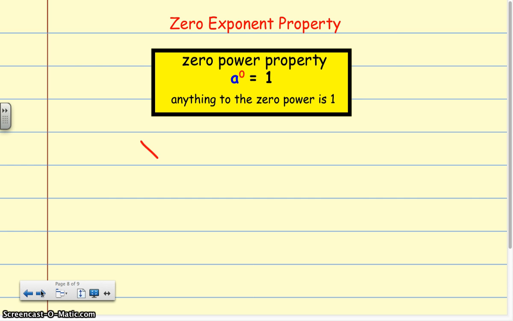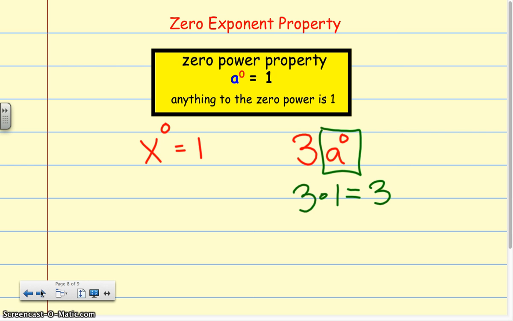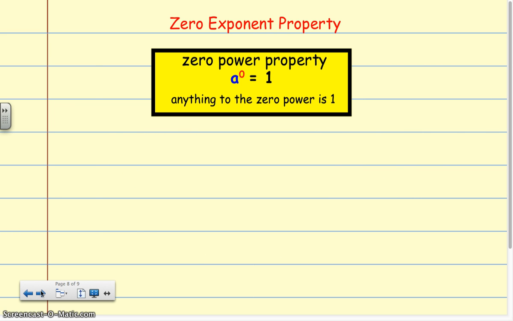So if I had x to the 0 power, that would equal 1. If I had 3 times a to the 0, I can box off this 0 power. The 0 power turns into 1, so that's 3 times 1, which is 3. Some more examples. Negative 5 to the 0. Again, box off what has a 0 power. 5 to the 0 is equal to 1. Bring down the negative, so that would turn into negative 1.